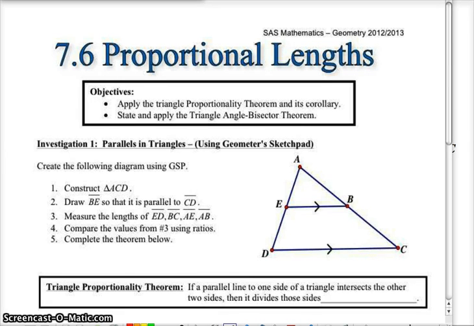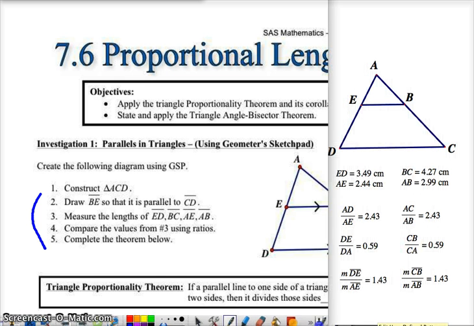Okay, our last section of Chapter 7 is 7.6 on proportional lengths. If you want to do this GSP activity on your own, you can just pause, go through the construction, go through steps 1 through 5 right here, and then you can try to fill out this triangle proportionality theorem. So go ahead and pause and do that.